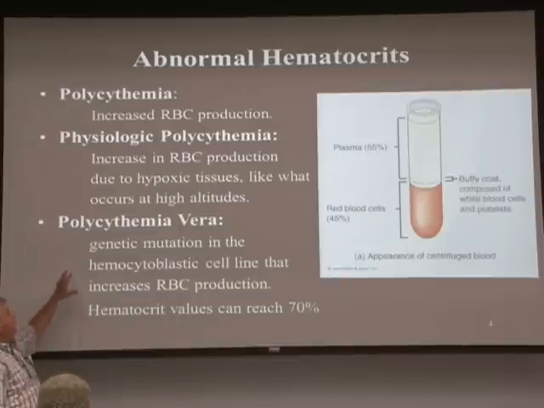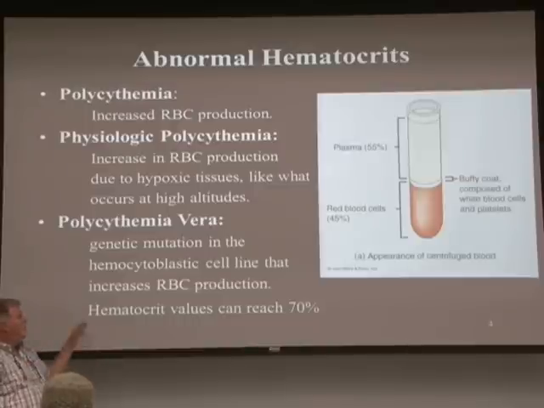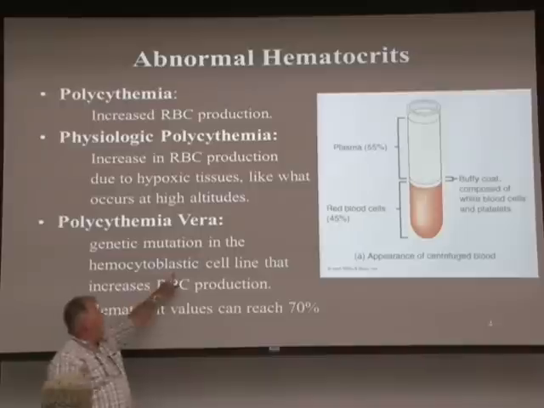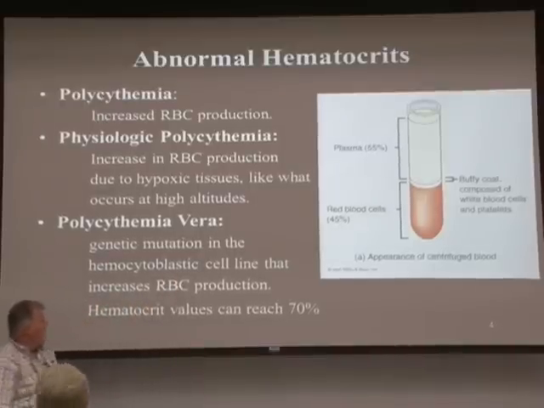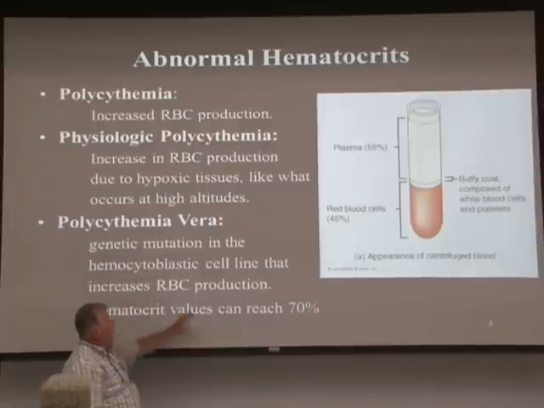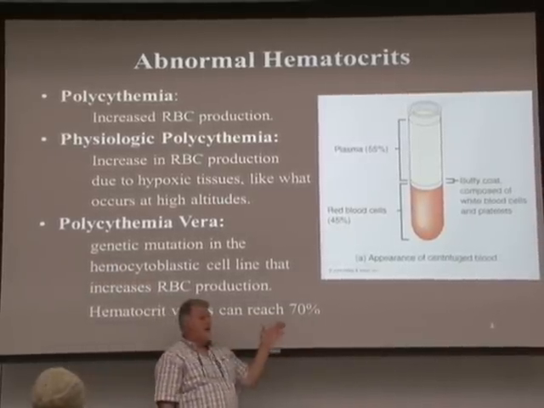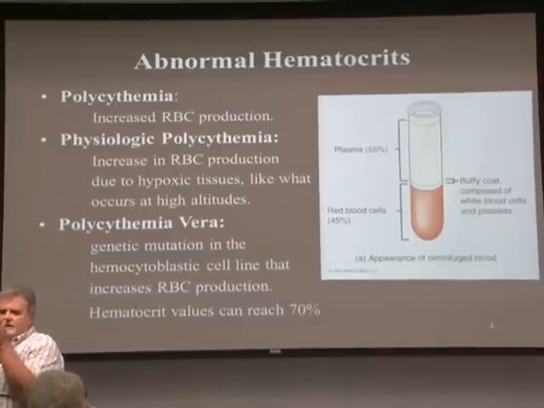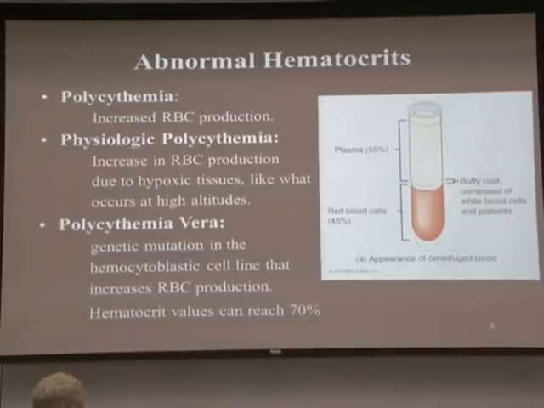The other cause besides hypoxic tissues would be polycythemia vera, which is actually a gene mutation in the line of cells that produce red blood cells, called hemocytoblasts. Remember, blast means the stem cell. In people with polycythemia vera, their hematocrits can be as high as 70, where a normal woman's would be 48 during the reproductive years, and men's 54.